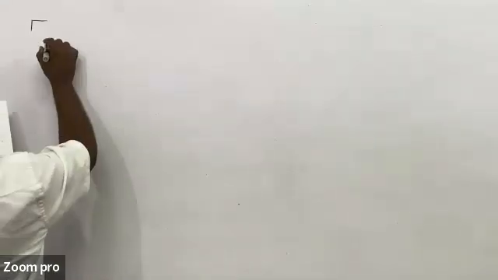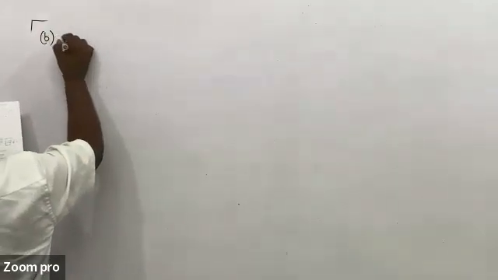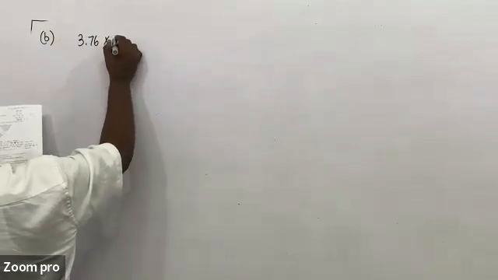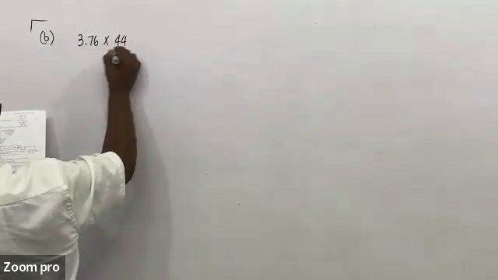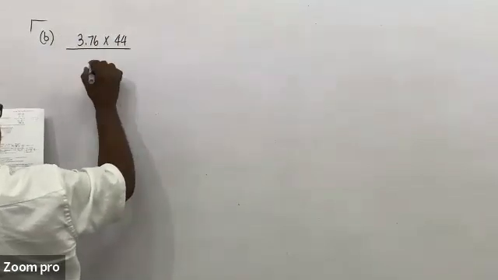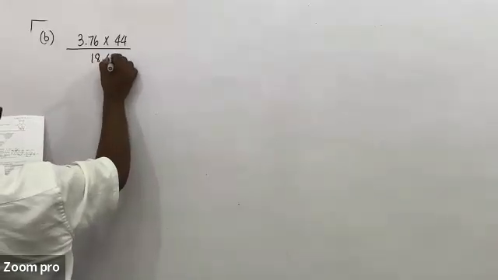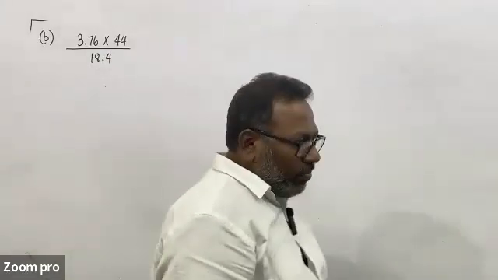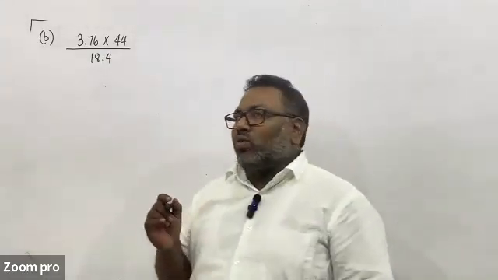Right. Find the value using a log table. Question number B: 3.76 into 44 divided by 18.4. Okay. So log table, what is the rule?